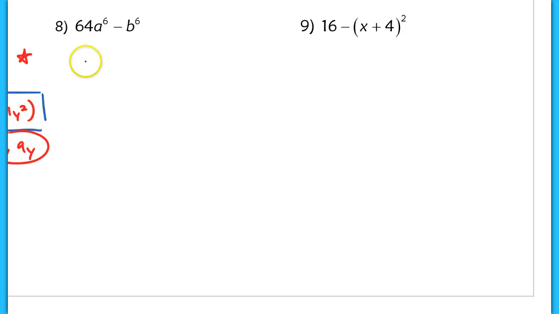Okay, I'd like you guys to pause and try number 8 on your own. This is going to be something I want you to check the key with because it'll be the first time you're working with a difference of cubes. So please make sure you try that one. And then number 9 here, try that one also.